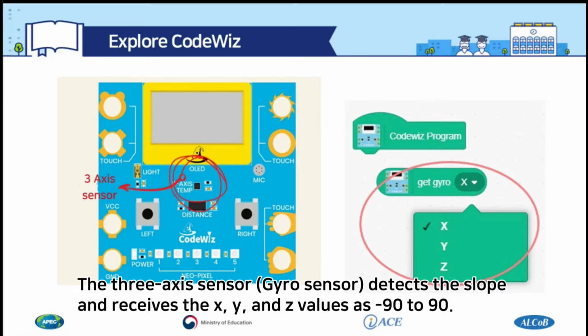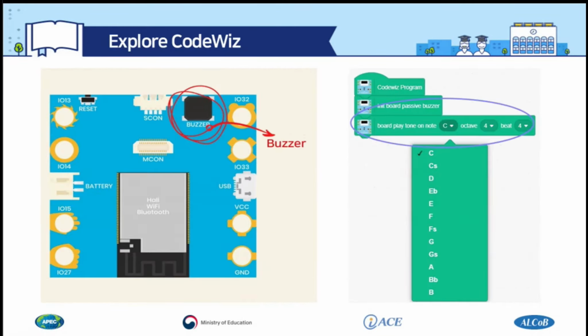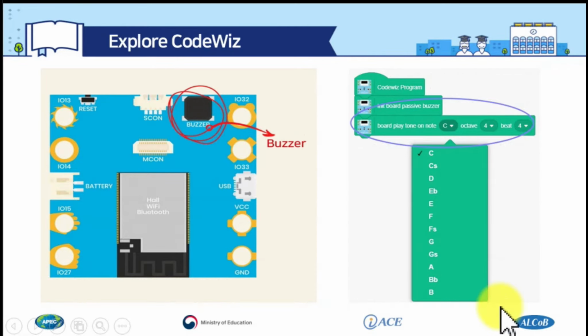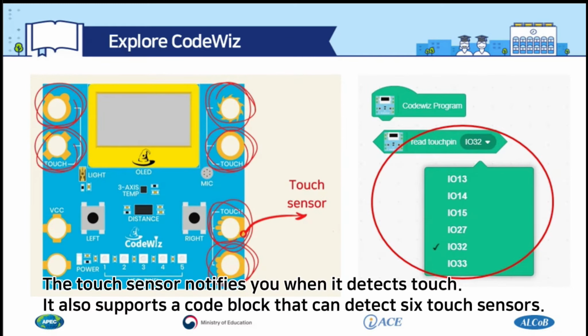The 3-axis sensor, gyro sensor, detects the slope and receives the x, y, and z values as -19 to 90. The buzzer sensor rings the buzzer. It also supports a code block that can output a scale of 7 octaves. The touch sensor notifies you when it detects the touch. It also supports a code block that can detect 6 touch sensors.